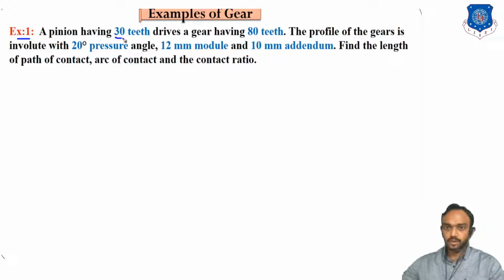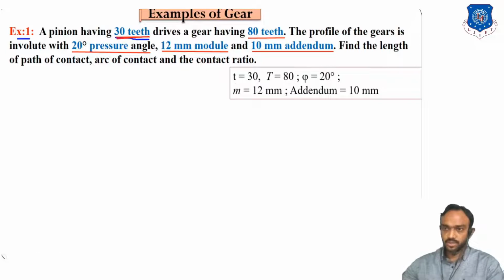So pinion having 30 teeth drive a gear having 80 teeth. The profile of gear is involute with a 20-degree pressure angle, 12 mm module and 10 mm addendum. So this data is given, you can see underline here. Teeth small t is 30, capital T is 80 for the second gear, pressure angle phi 20, module 12, addendum 10.